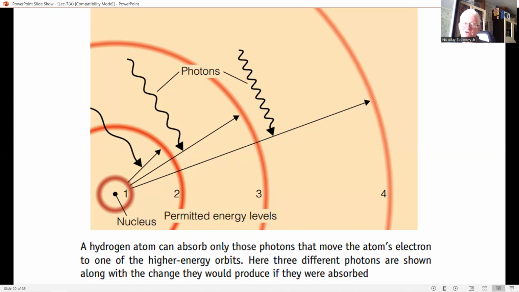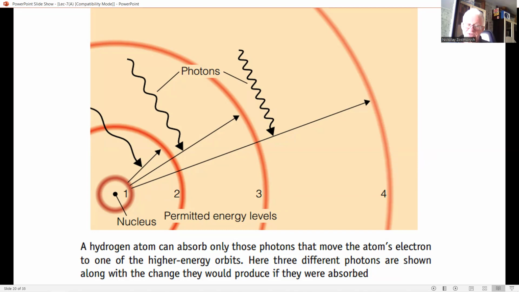And this figure shows the lowest four energy levels of the hydrogen atom. Look, in the center, 1, nearest 2, 3, and the outer 4. The longest wavelength photon has only enough energy to excite the electron to the next higher level.